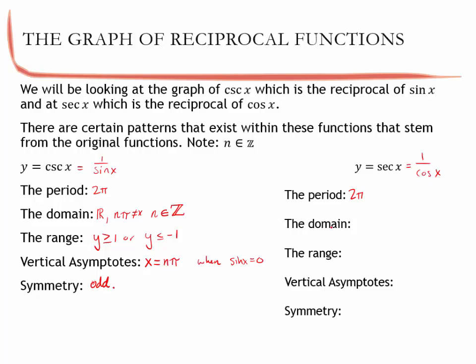Now for cosine, the domain is pretty similar. When is cosine 0? That's at intervals of pi over 2. So x cannot equal pi over 2, and every pi that happens afterwards, plus n pi. And once again, n is an element of integers. What does that mean? It is a whole integer. So n is like 1, 2, 3, 4, 5. n is not 1 half, 2 halves, 3 halves, 4 halves, 5 halves.